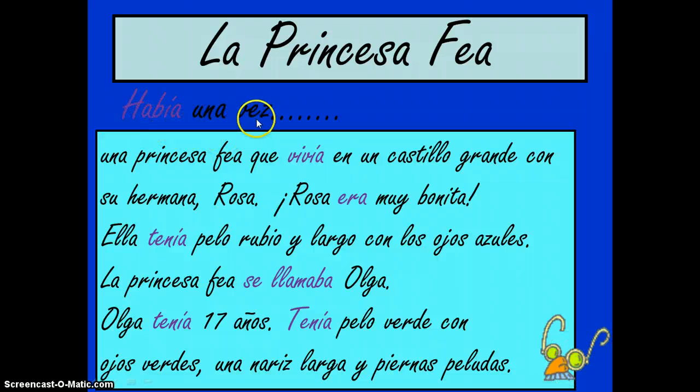Start off with había una vez una princesa que vivía en un castillo grande con su hermana Rosa. Rosa era muy bonita. Ella tenía pelo rubio y largo con los ojos azules. La princesa fea se llamaba Olga. Olga tenía 17 años, tenía pelo verde con ojos verdes, una nariz larga y piernas peludas. So you notice, you see lots of the imperfect here. You see age, how old they were. You see descriptions, what their hair was like, what their names were, what they looked like.